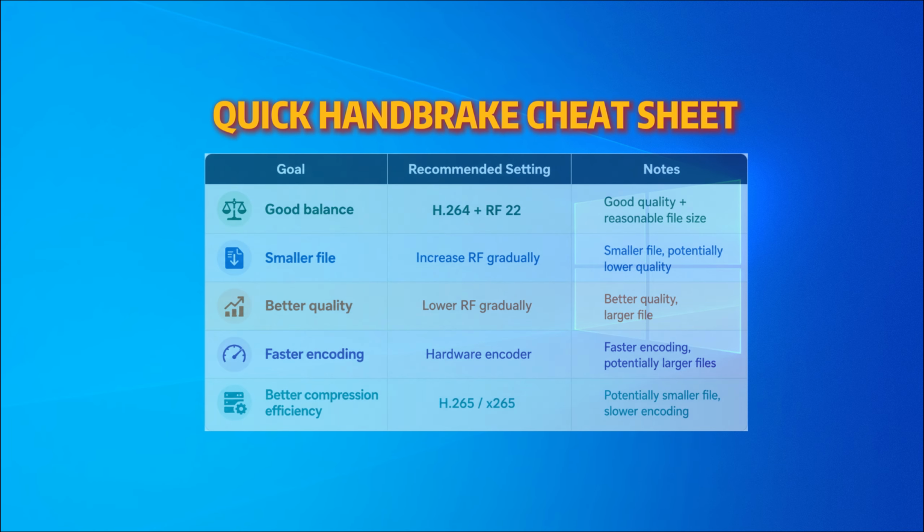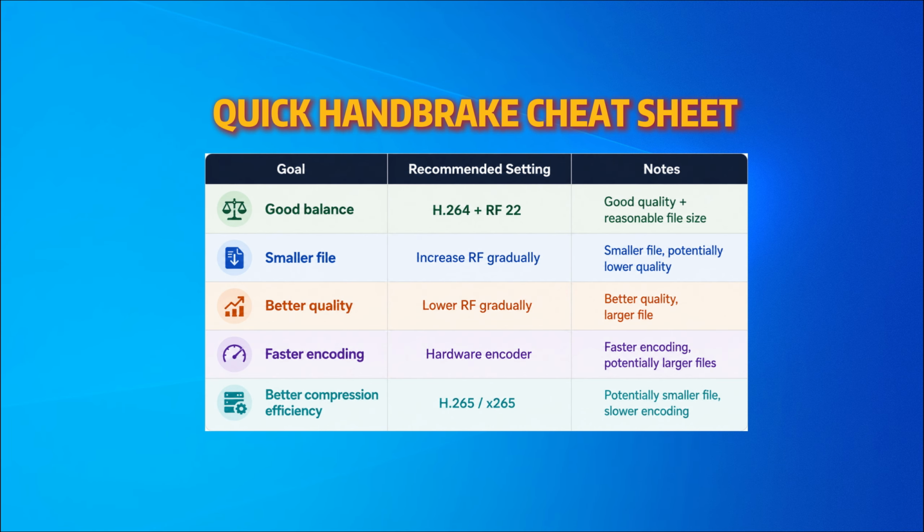Here's a quick cheat sheet. If you want a good balance, start with H.264 and RF 22. Need a smaller file? Increase the RF gradually. Want better quality? Lower it. And if encoding speed is your priority, hardware encoding can be much faster, although you may get a larger file.